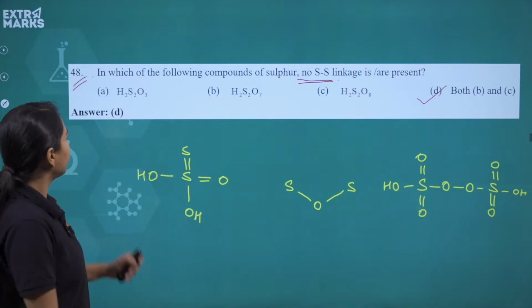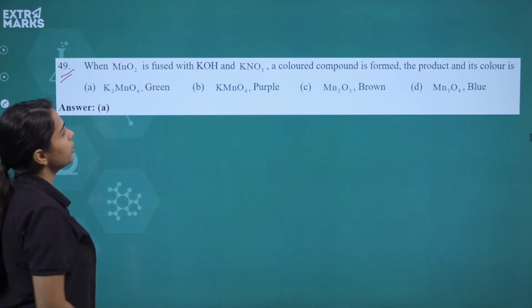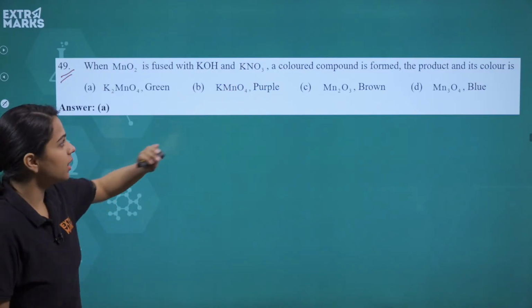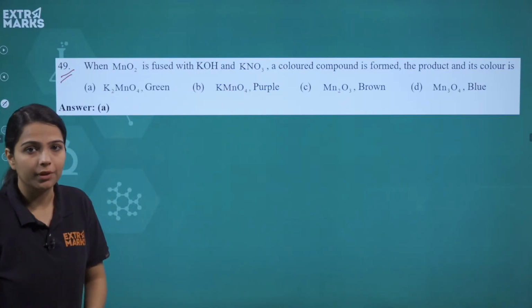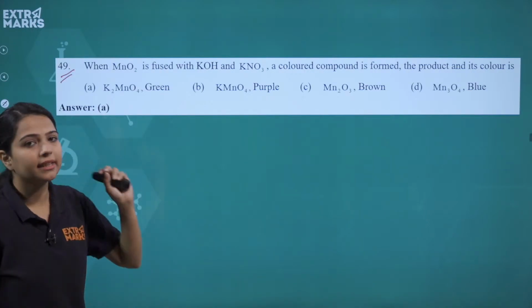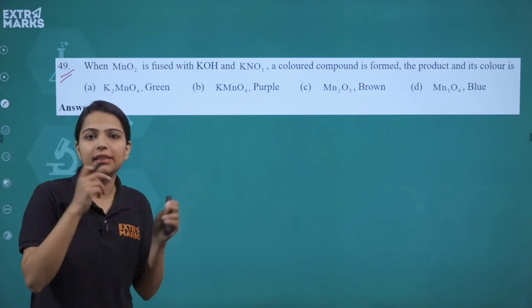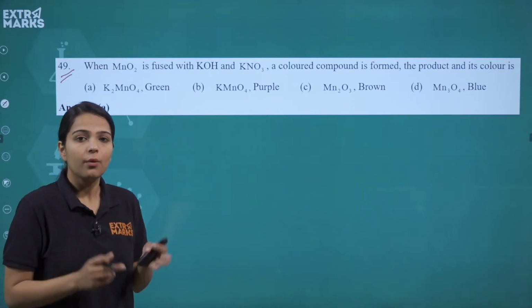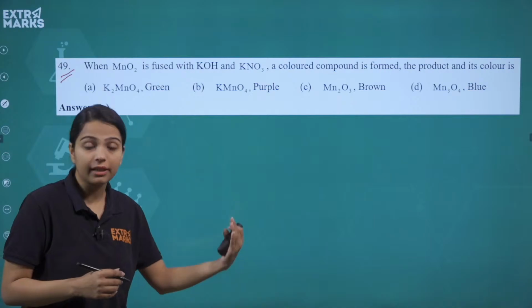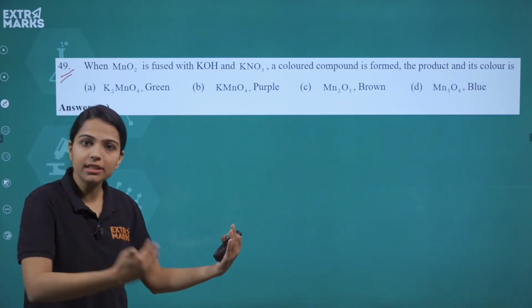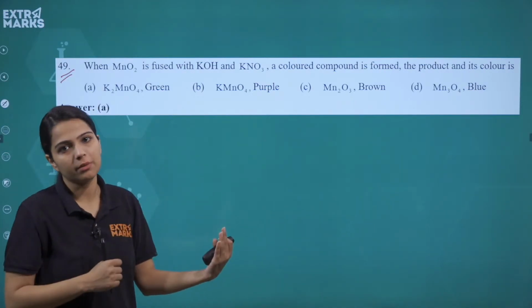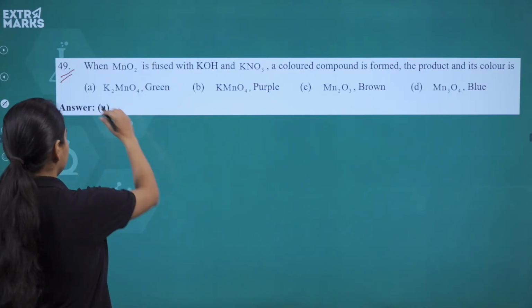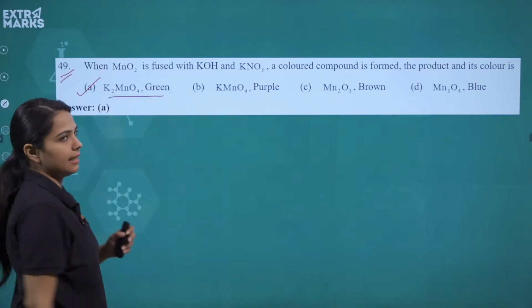Alright, next question 49. When MnO2 is fused with KOH in alkaline solution, this is your oxidizing agent here, a colored compound is formed. The product and its color is what? Now initially this is basically the preparation of KMnO4. This is the first step of the preparation of KMnO4 when K2MnO4 is formed, and K2MnO4 is green in color. Now this K2MnO4 is further oxidized to form KMnO4, which is purple colored, but in this step K2MnO4 which is green colored. Answer is option A.